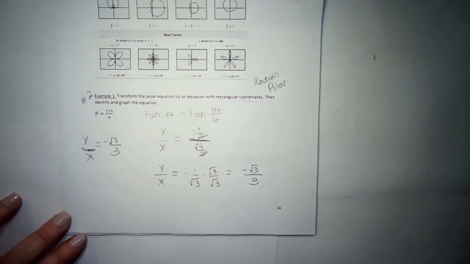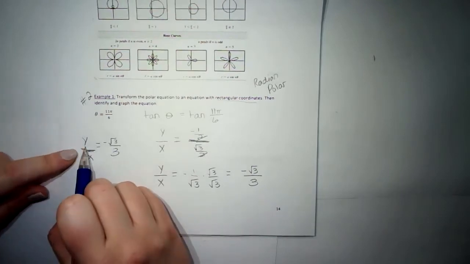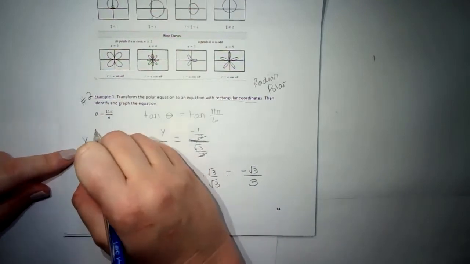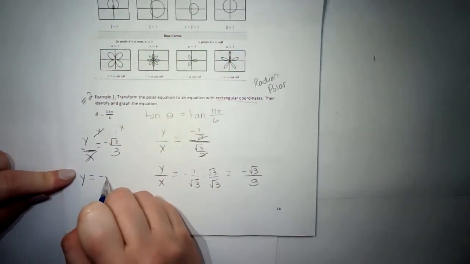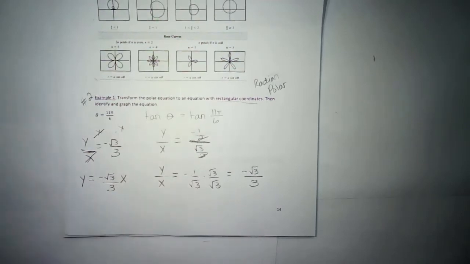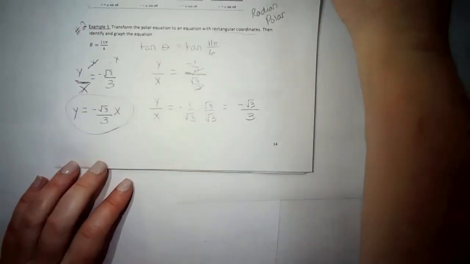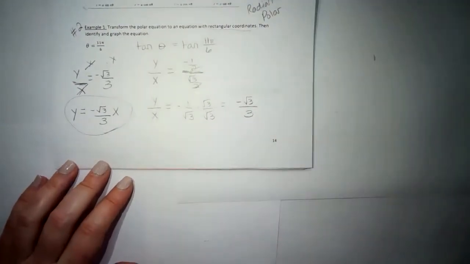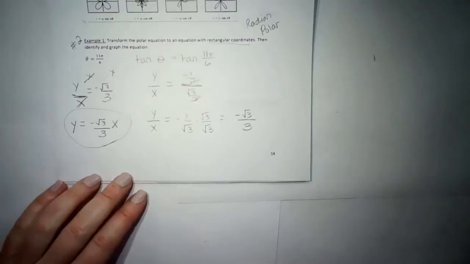When they want a rectangular equation, they want y equals. That's kind of standard for algebra equations. So if all I want over here is a y, I'm going to multiply x on each side, and I'm going to get y equals negative root of 3 over 3 x. And here we go. That's going to be my rectangular equation. So just checking my text. Okay, so there we go.